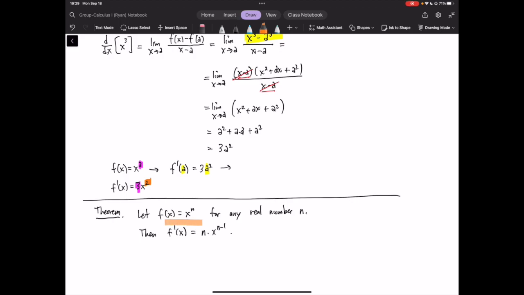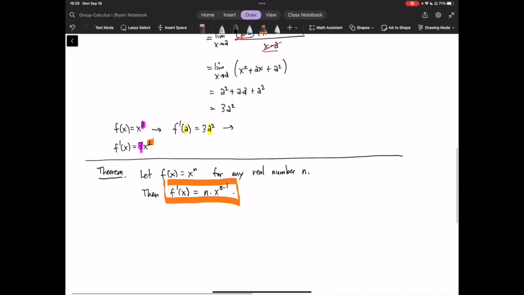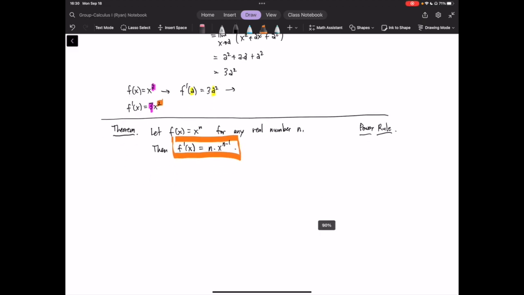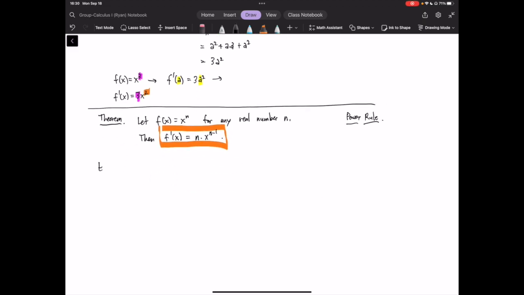I'm going to put a box around this. I'll do it in orange. All right, so this is our formula. We call this, or at least I call this, the power rule for derivatives. So it's a theorem. It's always going to work. We're going to take it for granted now. We're just going to believe it. But I'm going to call this the power rule for derivatives. So power rule. All right, let's do some examples to show how powerful this power rule really is. Okay, it turns out it is very powerful. So here are some more examples.